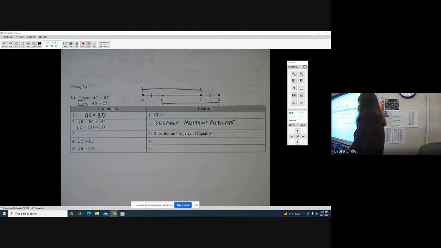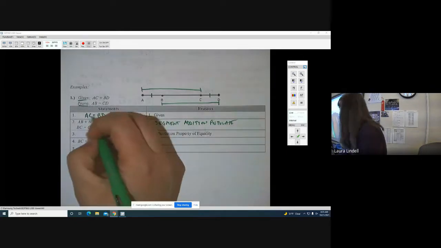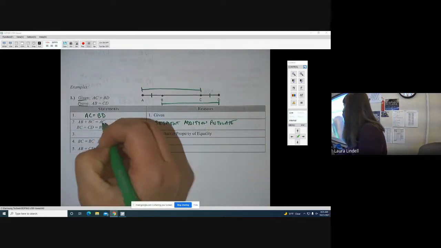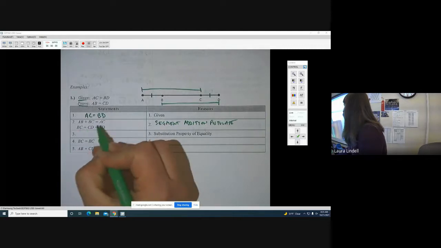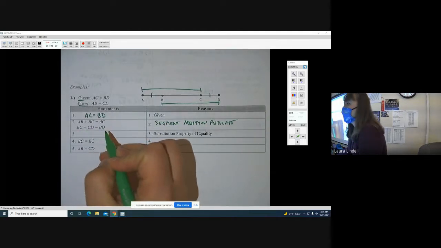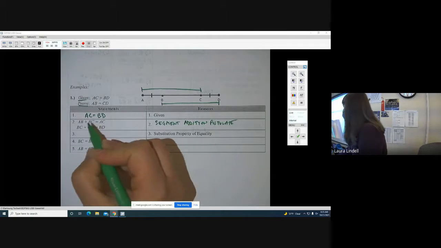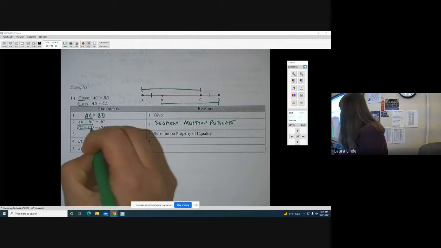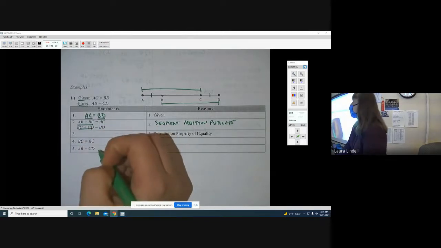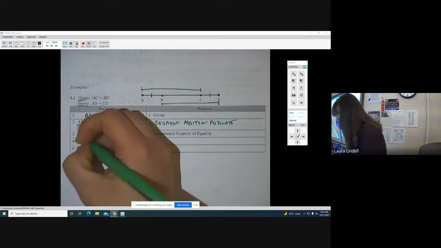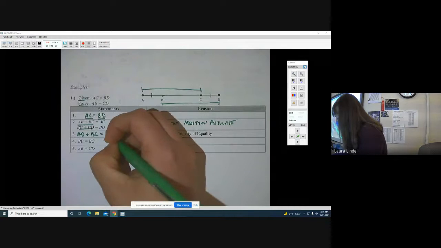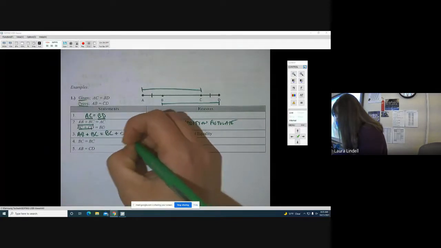The next part wants us to use the substitution property. Now notice, AC is equal to BD. We have that already. And this is another way to represent AC. This is another way to represent BD. So if that's the case, I can take this and plug it in for AC. I can take this and plug it in for BD. So then we get AB plus BC is equal to BC plus CD.